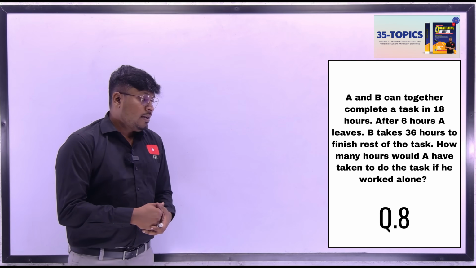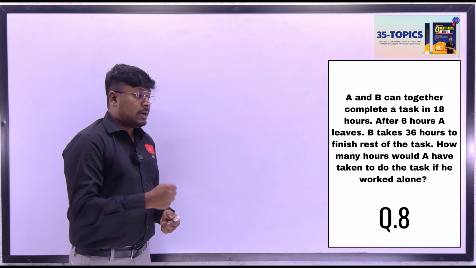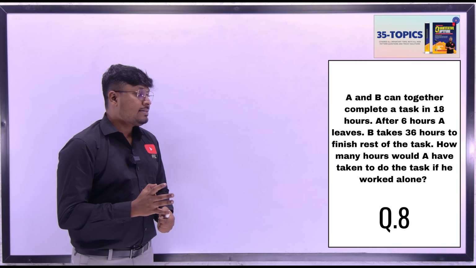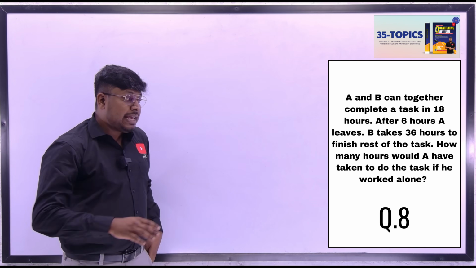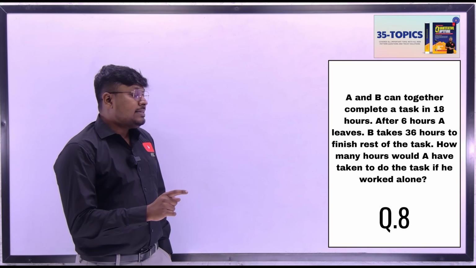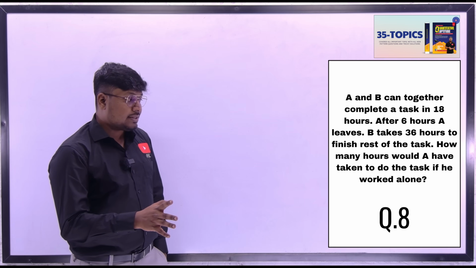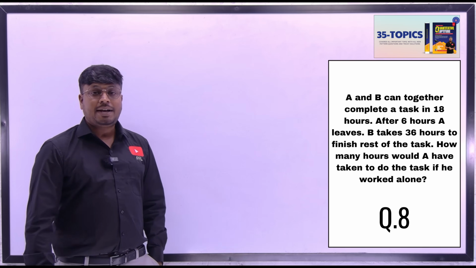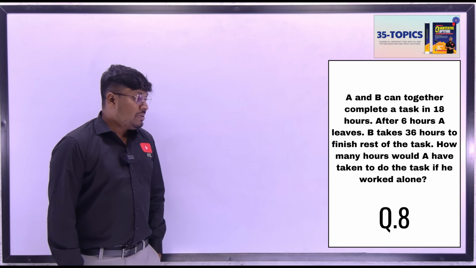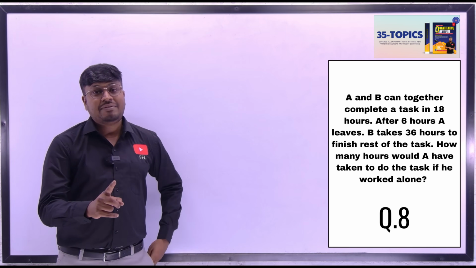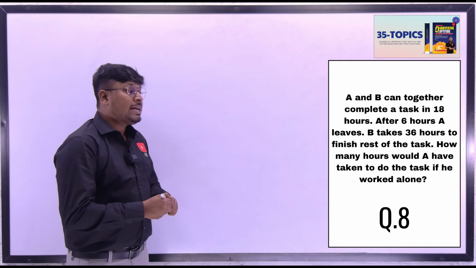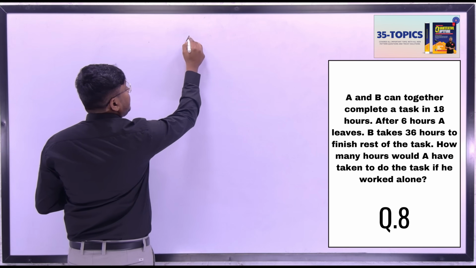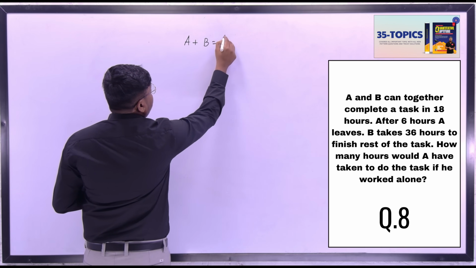Eighth question: A and B can together complete a task in 18 hours. After 6 hours, A leaves. So B takes 36 hours to finish the rest of the task. How many hours would A have taken to do the task if he is working alone? Very interesting question. Initially they have given one value: A and B together can complete the task in 18 hours, right? So A and B equal to 1 by 18.